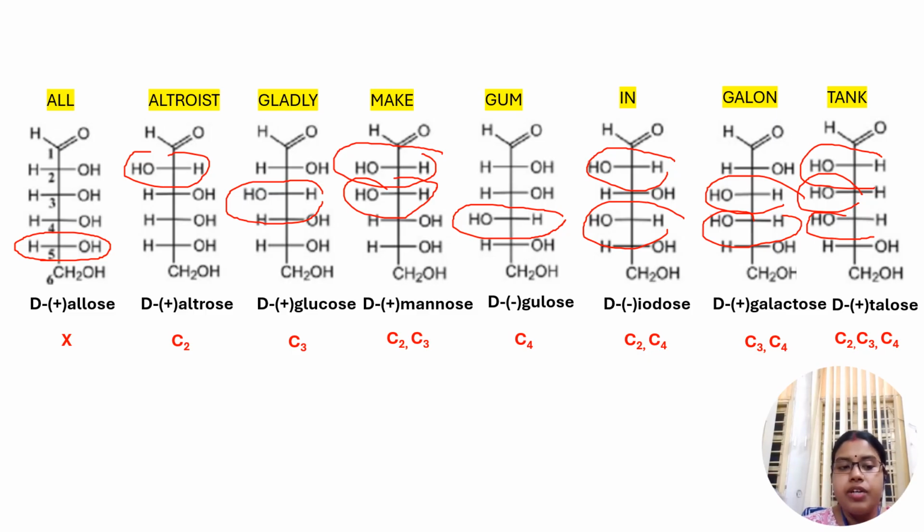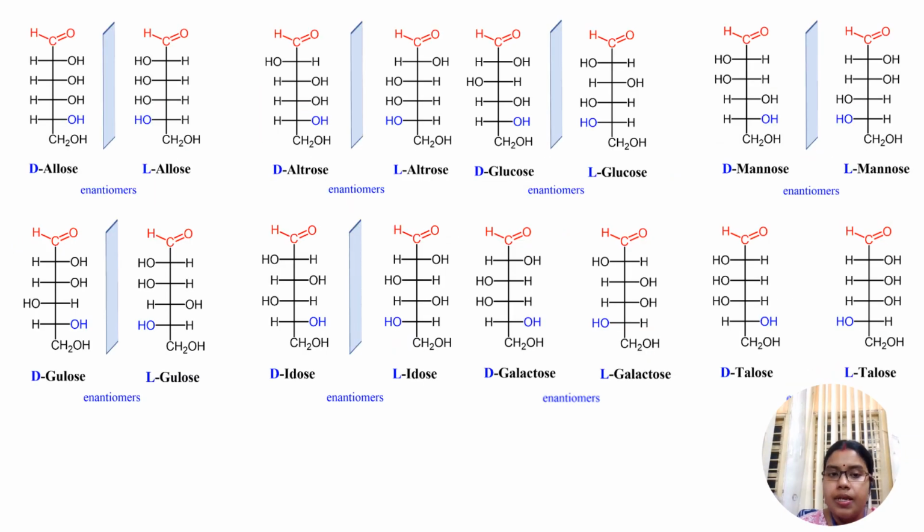And if we consider allose as a reference, then C2 is changed for altrose, C3 for glucose, C2 and C3 for mannose. For gulose, it is C4. For idose, it is C2 and C4. For galactose, C3 and C4. And for talose, C2, C3 and C4 will be changed.